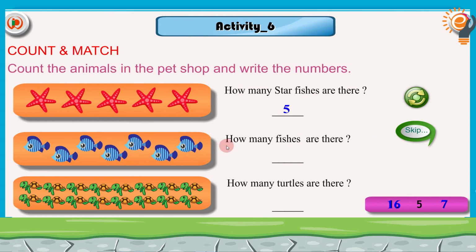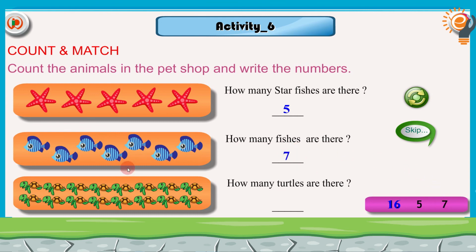Now next one, how many fishes are there? These are the fishes. Let's count how many fishes are here. 1, 2, 3, 4, 5, 6, 7. There are 7 fishes here. So we will write the answer as 7.